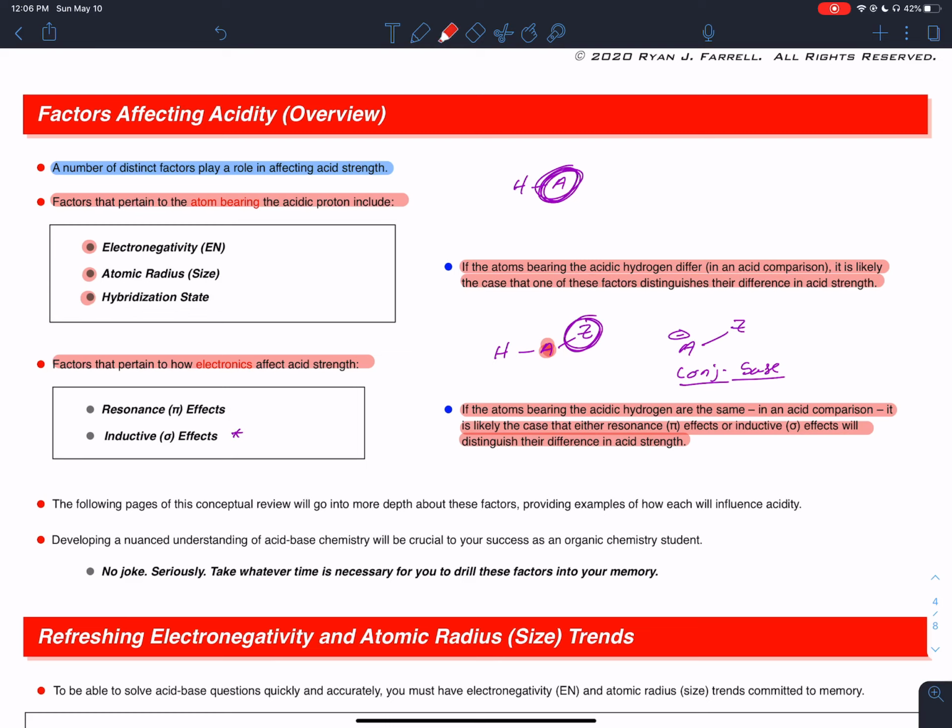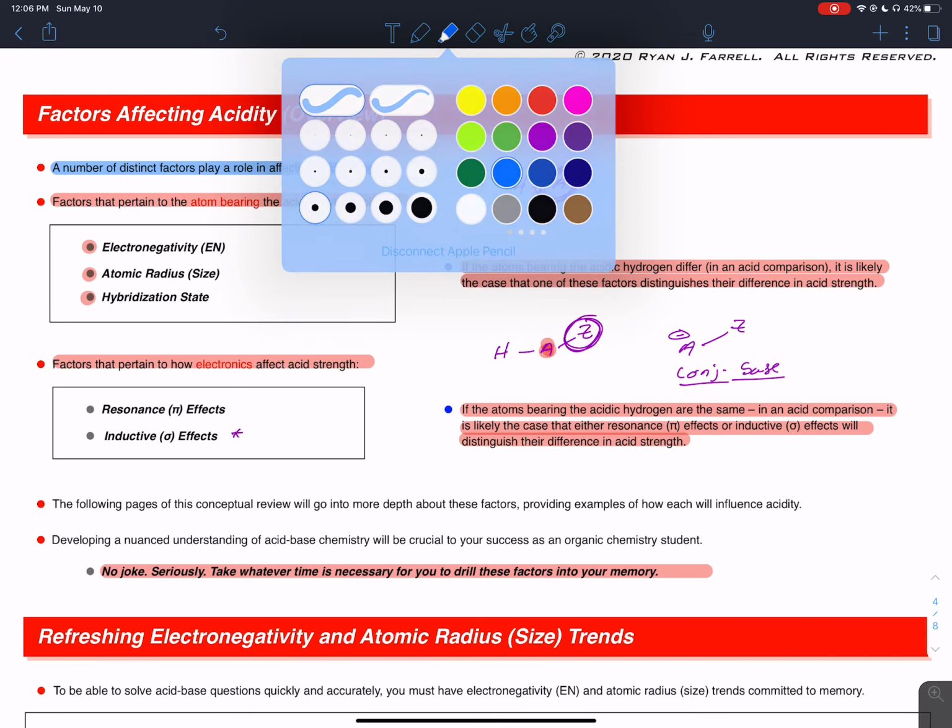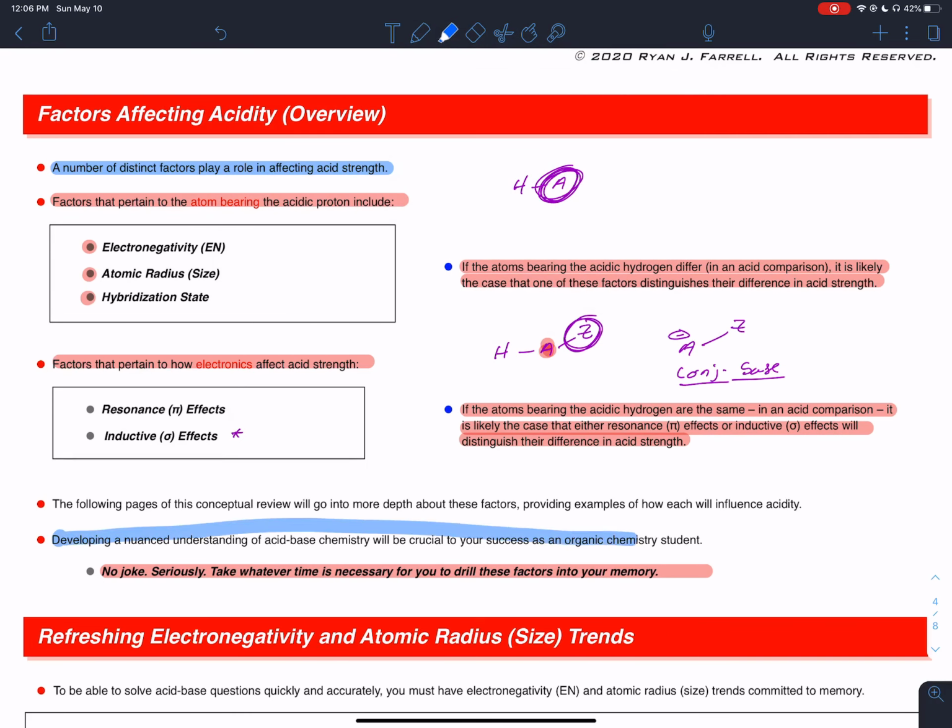So seriously, no joke, take whatever time is necessary for you to drill these factors into your memory. The next video segments will be going over each of these, one video per factor, and I really, seriously, no joke, want you to take the time to drill these into your memory, because ultimately, developing a nuanced understanding of acid-base chemistry is crucial to your success in this course.